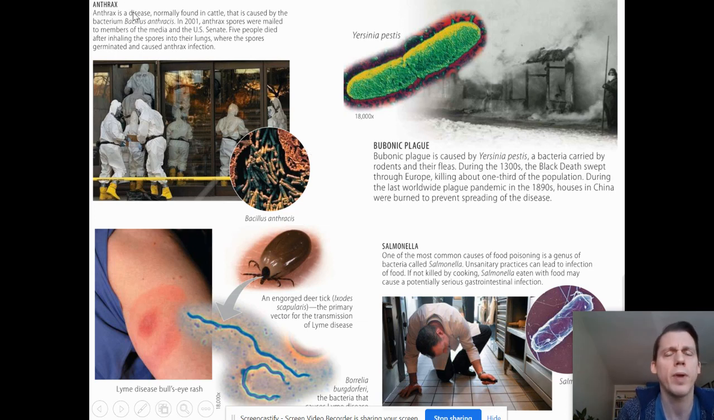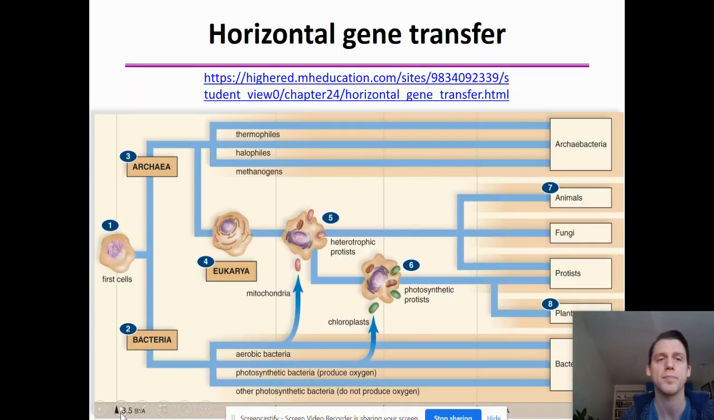Others, so anthrax is a bacteria that was in the news about 20 years ago because it was being sent as, like, terrorism in spores. What else do we have here? Lyme disease, spread by deer ticks, is a very serious bacterial infection. The plague, caused by bacteria living in rats. Salmonella, found in unsanitary food conditions. These are all types of pathogenic bacteria.